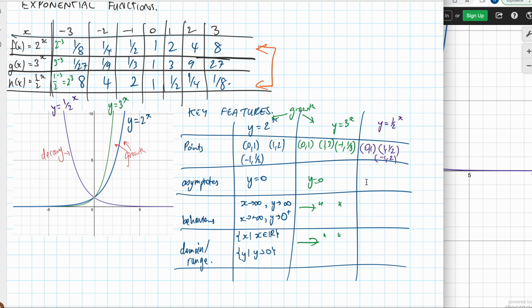Asymptotes, y is equal to 0. Behavior, this is different. So as x is approaching positive infinity, we can see that y is actually approaching 0 plus, and as x is approaching negative infinity, y is approaching infinity. Right? And domain and range, exactly the same.